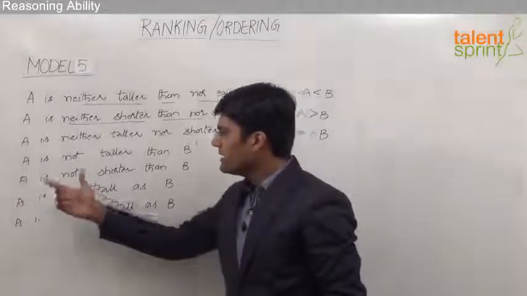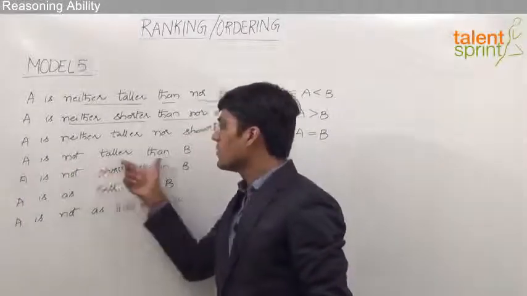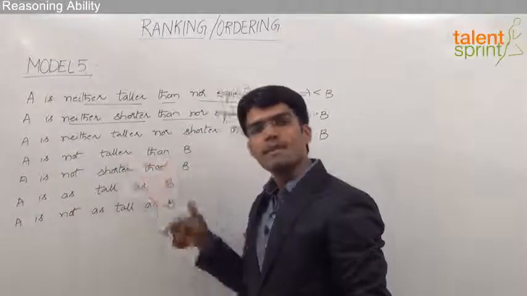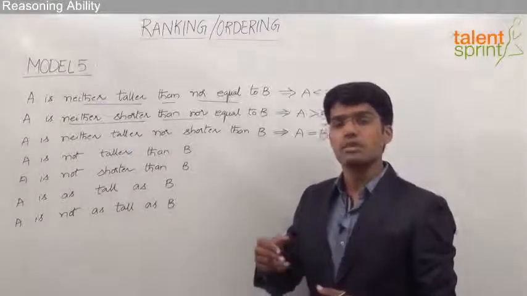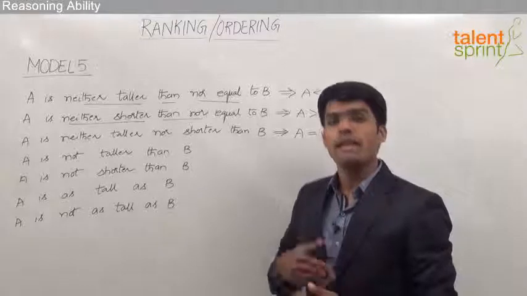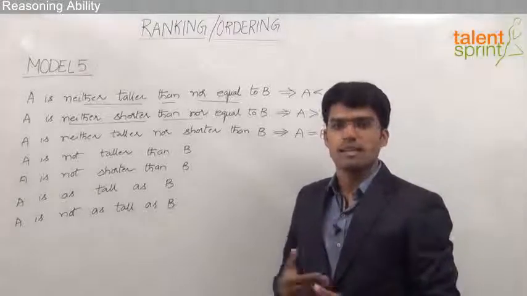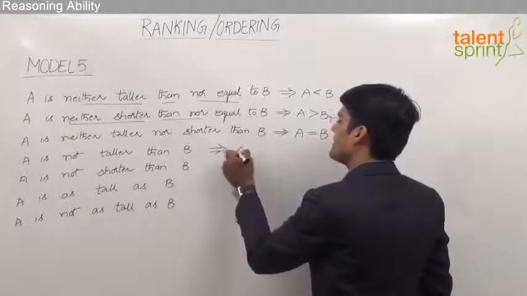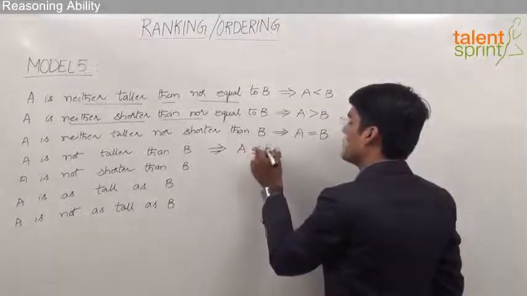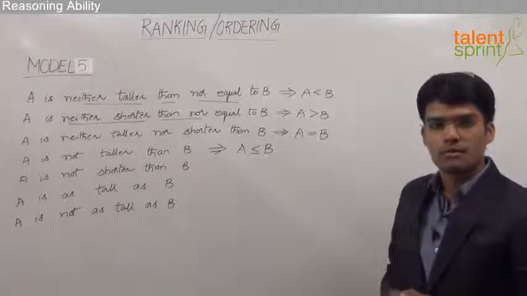Moving on to the next one, the statement says A is not taller than B. When he says A is not taller than B, there are two possible cases. A can be shorter than B or A can be as tall as B. That is, A is equal to B. So we can say that A is shorter than or equal to B. That is, A less than or equal to B.